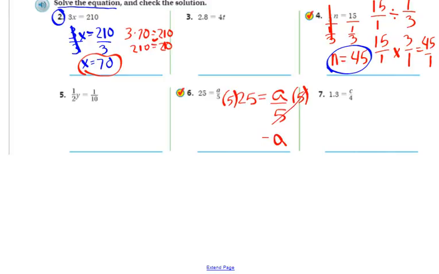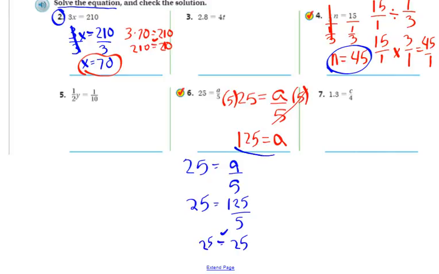Now, my top and bottom 5s cancel. That leaves me with a equals. Then I have to say, okay, 5 times 25 is going to be 125, so I put that here. I think a is 125. Now, if I want to check that work, I say, okay, here's 25 equals a over 5, which is 25 equals 125 divided by 5. Just substituting in there, all right? And I know 5 goes into 125 25 times, so 25 equals 25. That cancels. We're good.